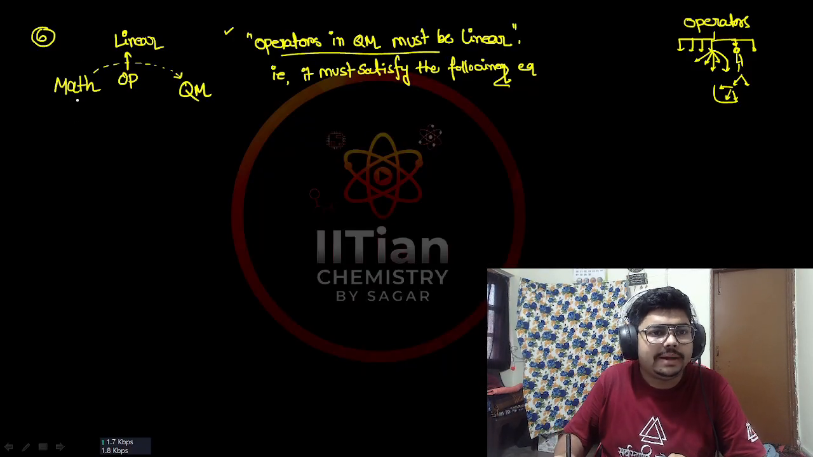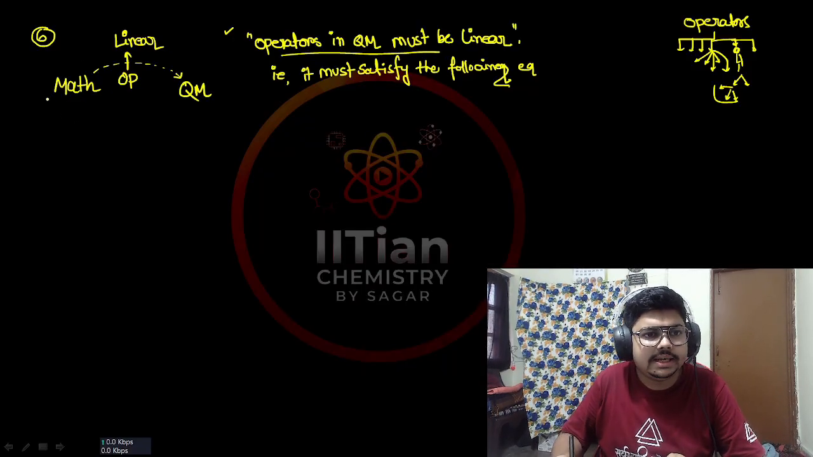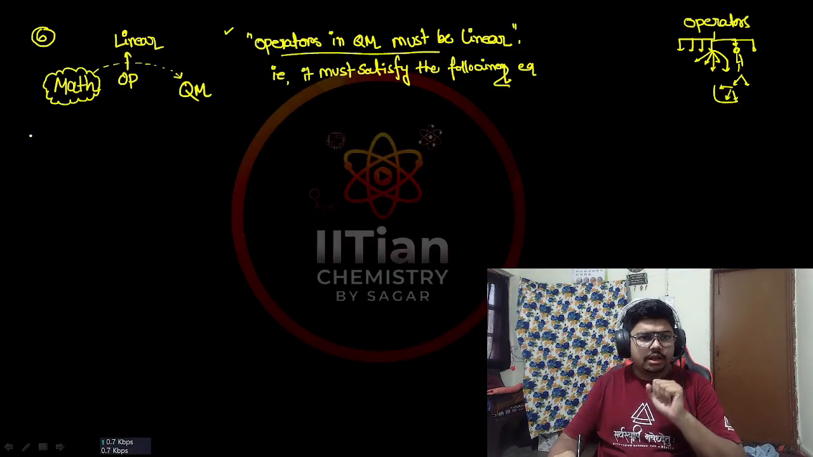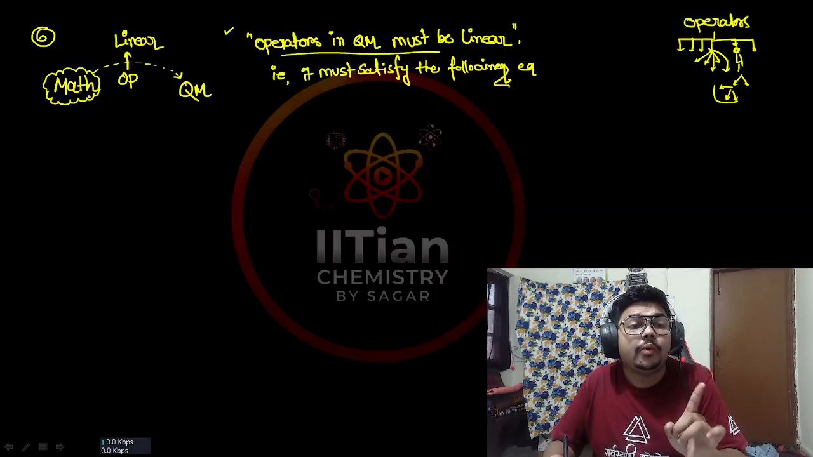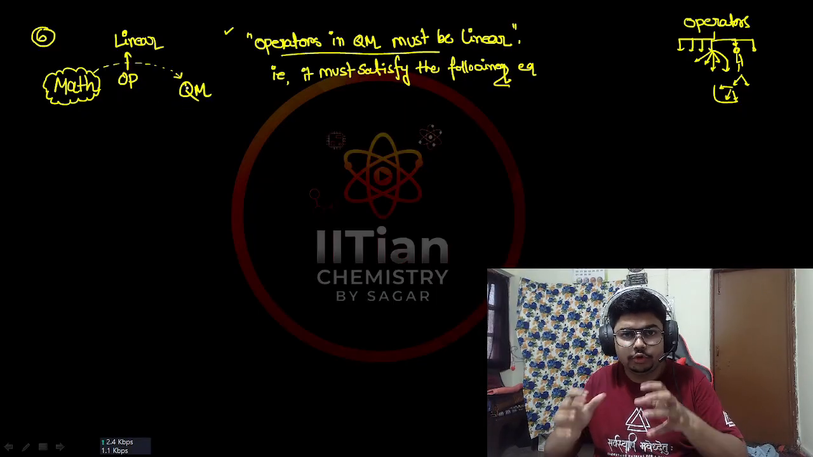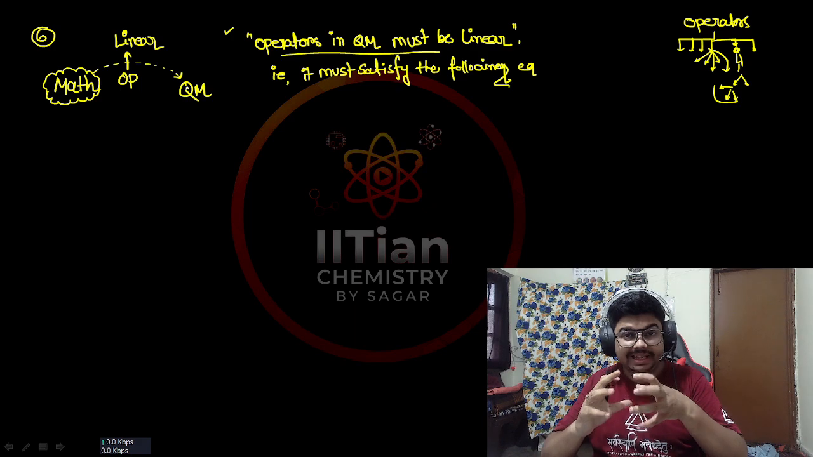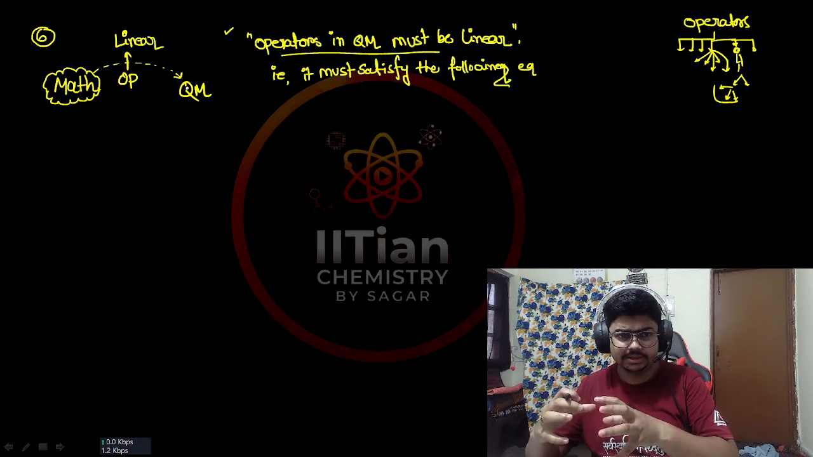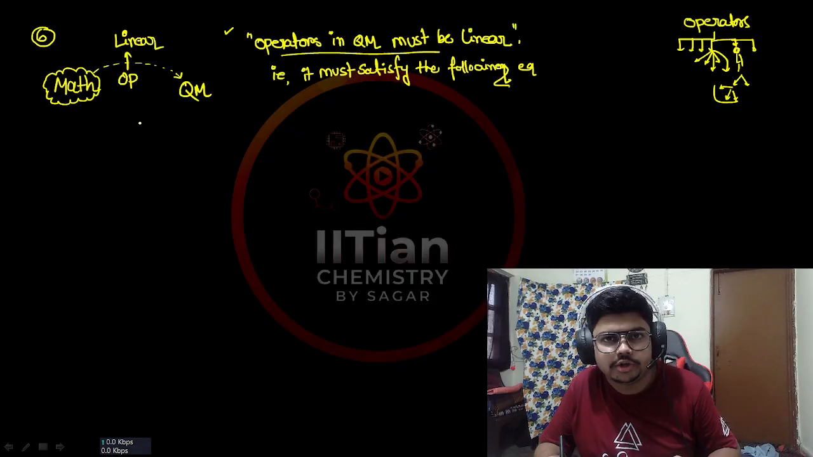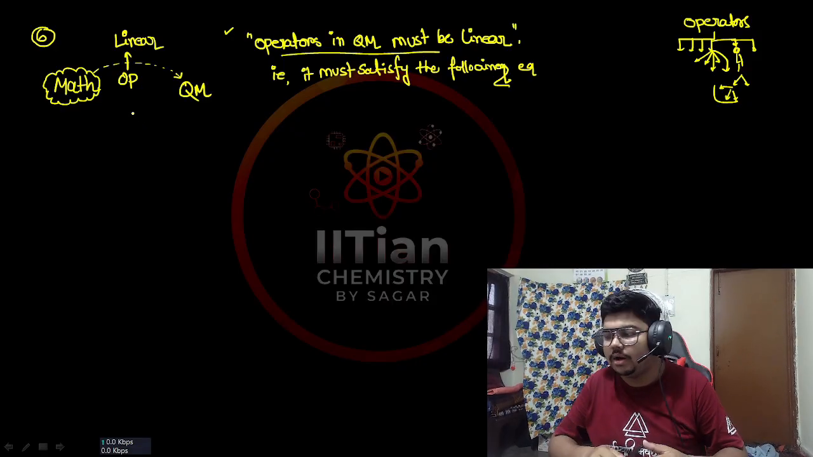Now, operator is basically a mathematical tool. When we started operator with this definition, I told you that it's a mathematical concept. When we are going to use this mathematical tool in quantum mechanics, we have to mold our operator in such a way that we can apply it in quantum mechanics.